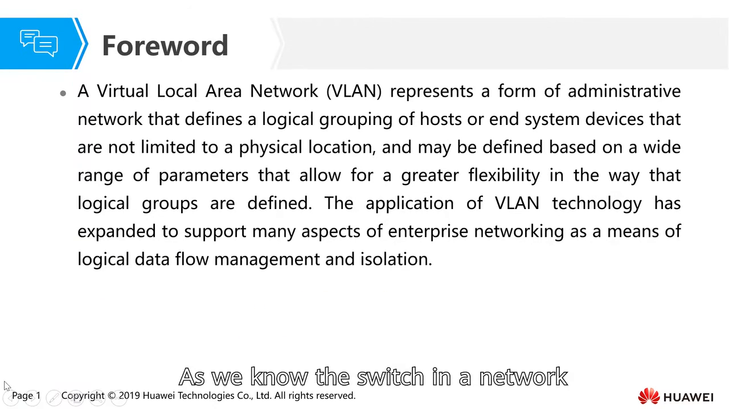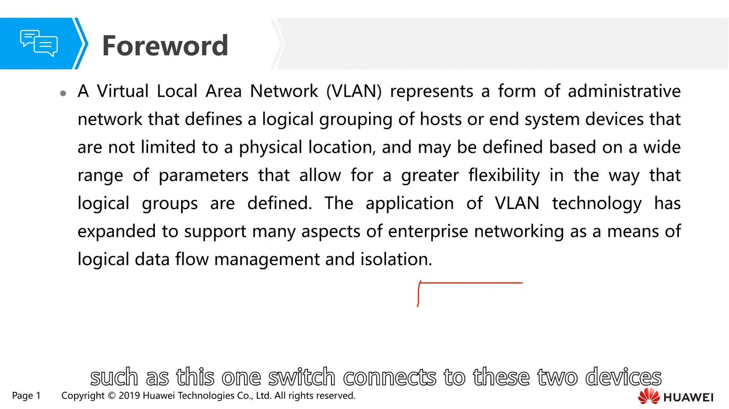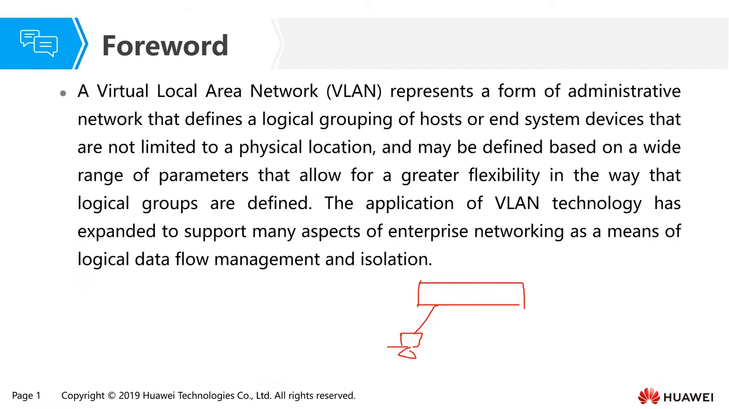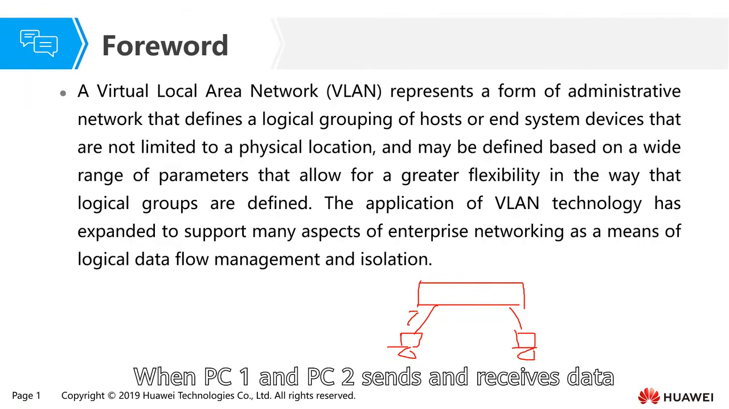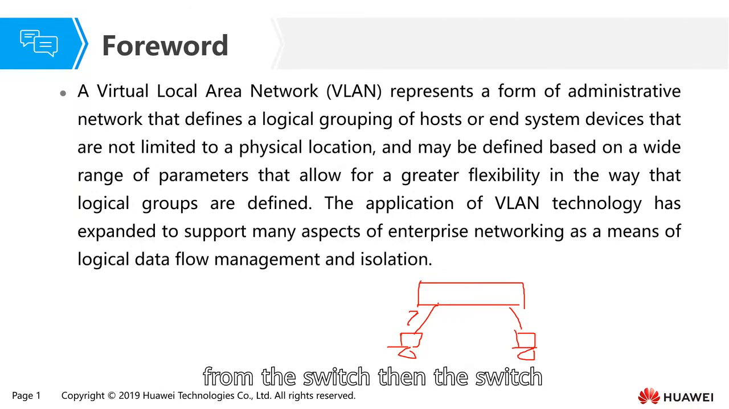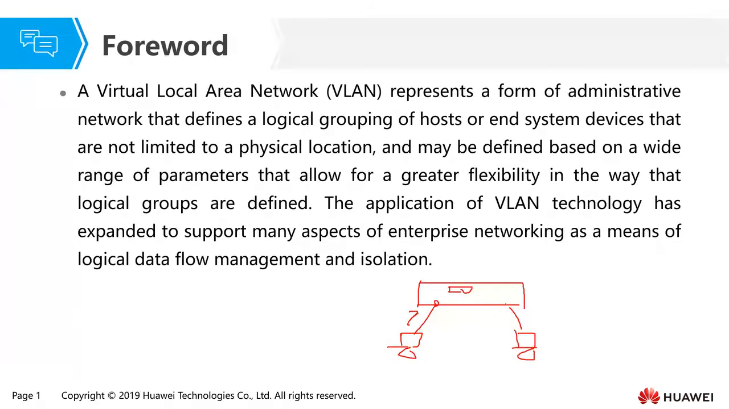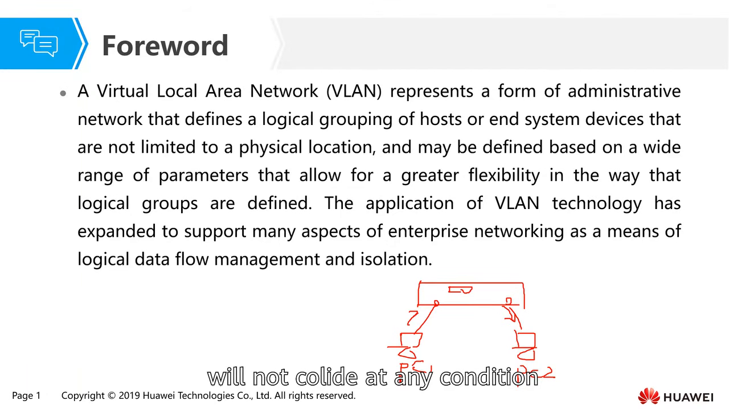As we know, the switch in a network will divide the collision domain, such as this one switch connected to these two devices, PC1 and PC2. When PC1 and PC2 send and receive data through the switch, the switch will store it in memory, and then when the link is idle, send it out. So these two PCs, PC1 and PC2, will not collide under any condition.